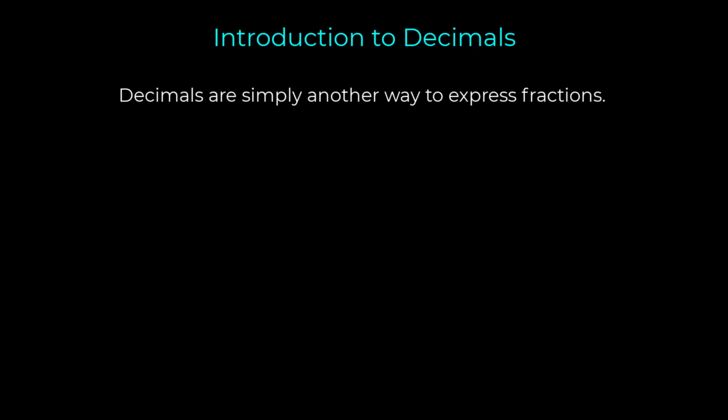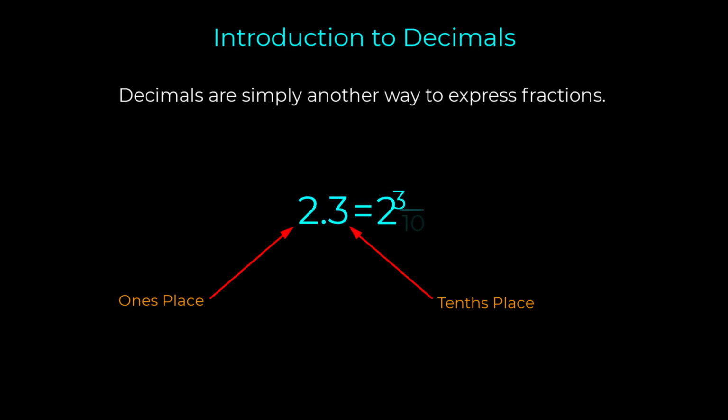If I have a number like 2.3, then this number has 2 in the ones place and 3 in the 10ths place. This number is equivalent to the mixed fraction 2 and 3/10.